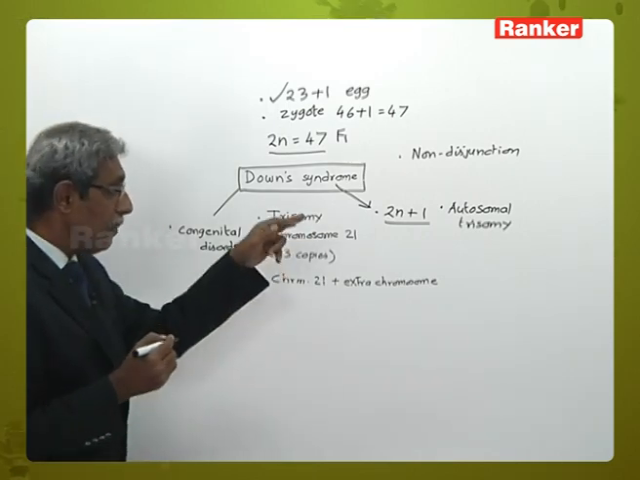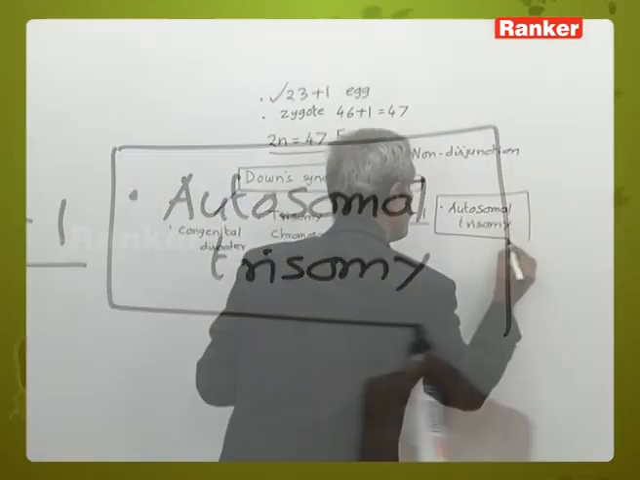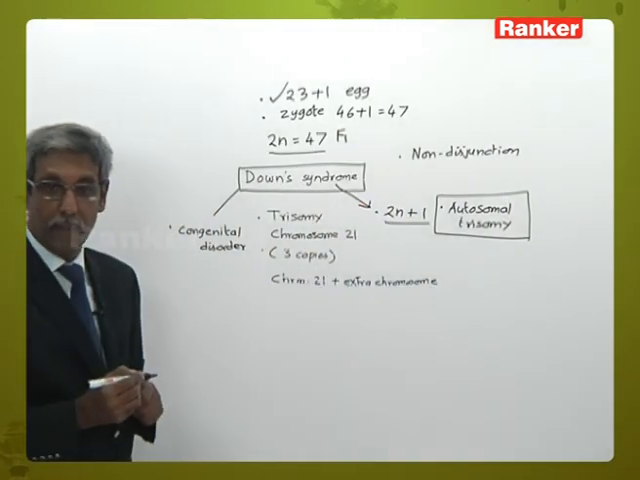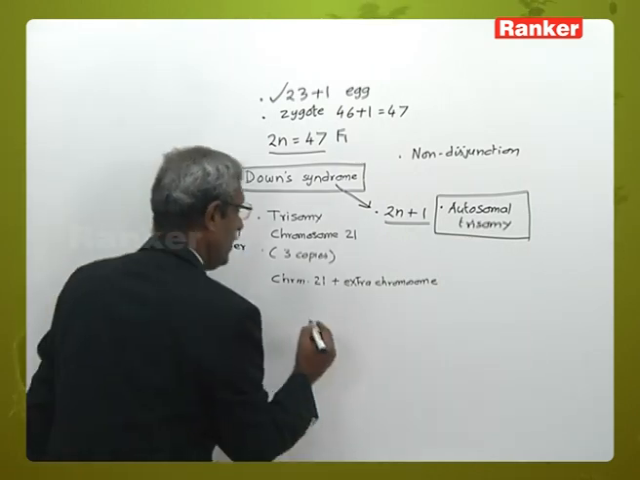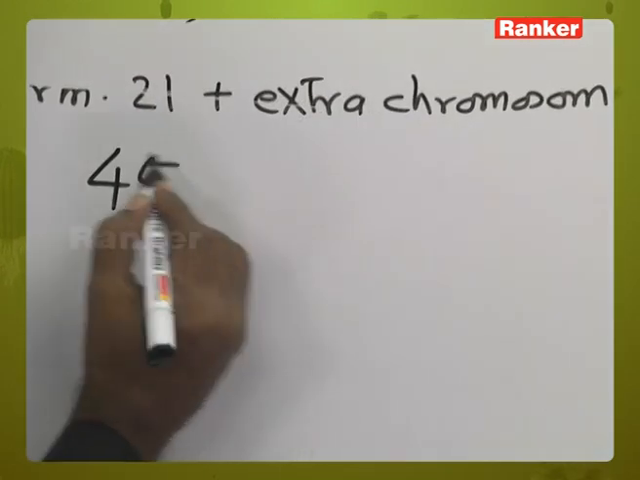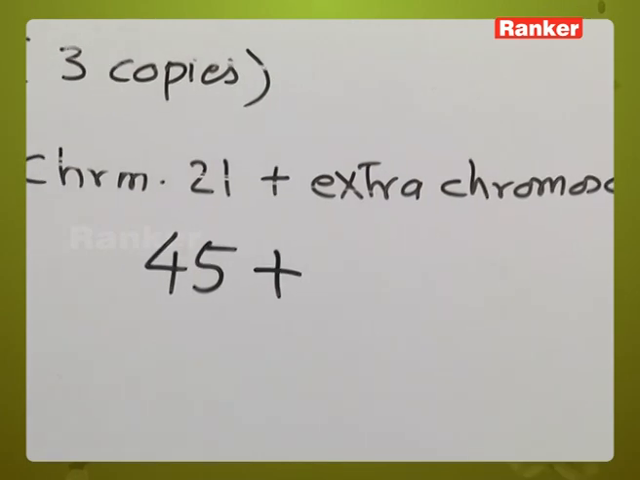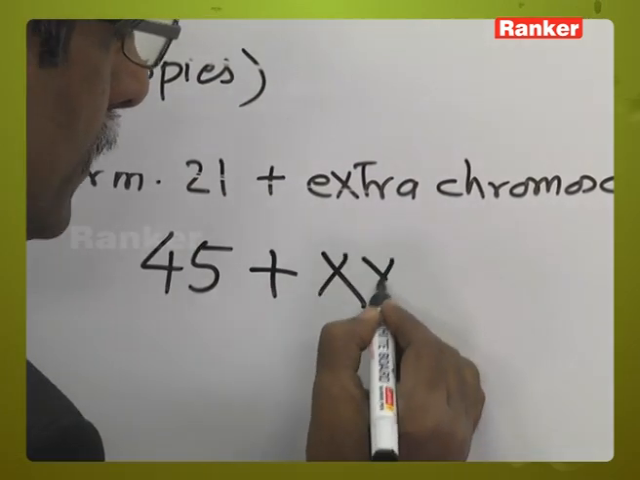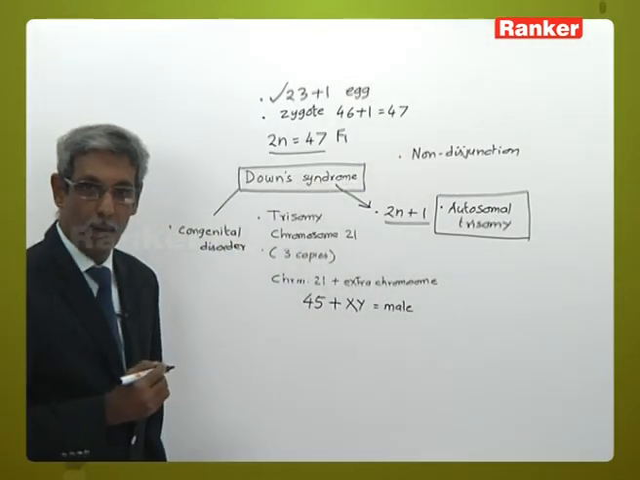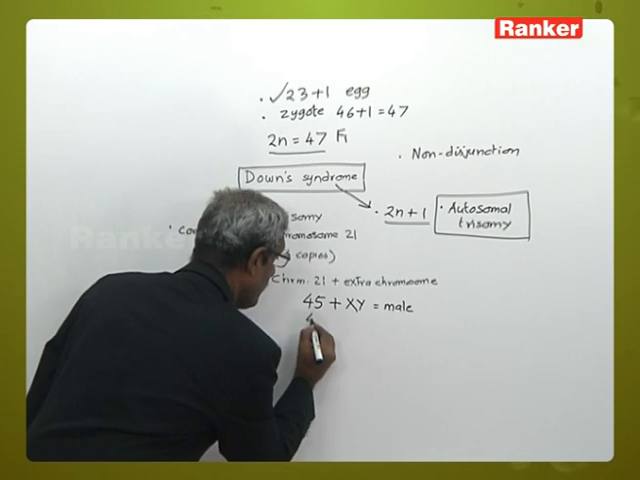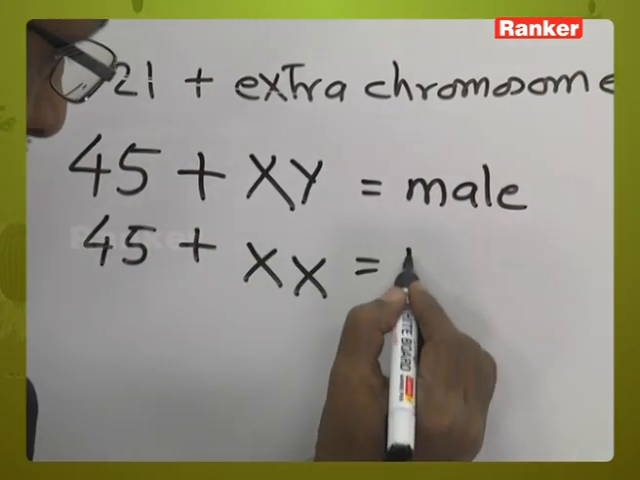Now, Down syndrome is an example of autosomal trisomy, and it can be exhibited in two important forms. It could be 45 plus XY, as seen in the male, or else it can be 45 plus XX, as seen in the female.